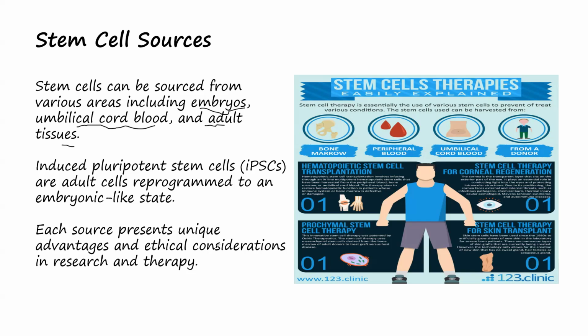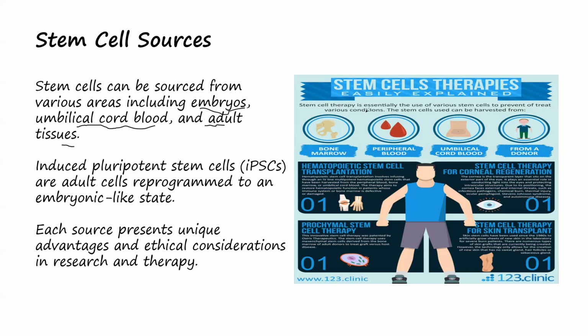So each of these cells represents unique advantages and ethical considerations in research and therapy. Some of these stem cells, you can't just take them and use them, so you need ethical considerations in research and therapy. When we say ethics, it means that whatever you are going to use the stem cells for, you have to look at it from religious, social, and legal points of view. For example, embryonic stem cells: how do you get embryonic stem cells? For you to get the embryonic stem cells, it means that you need to abort a pregnancy.